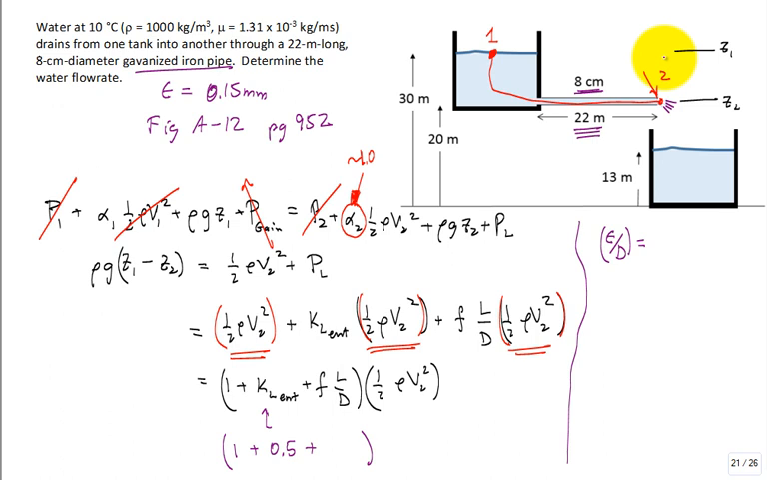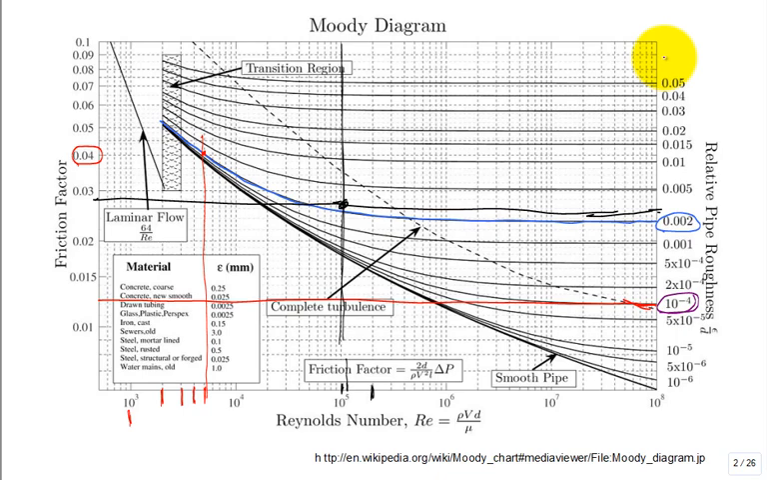What is it? It's 0.15 millimeter divided by 80 millimeters. So what's that relative roughness? 0.002, close enough. I look on the Moody diagram, 0.002, is that this one right here?